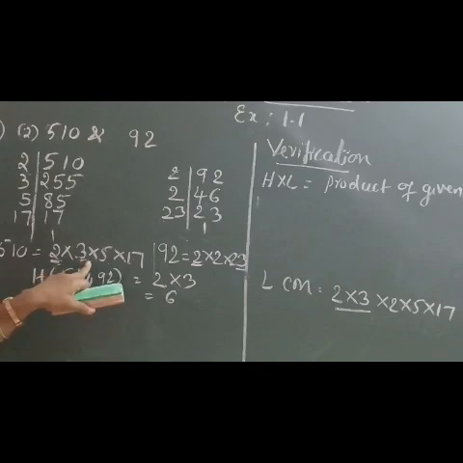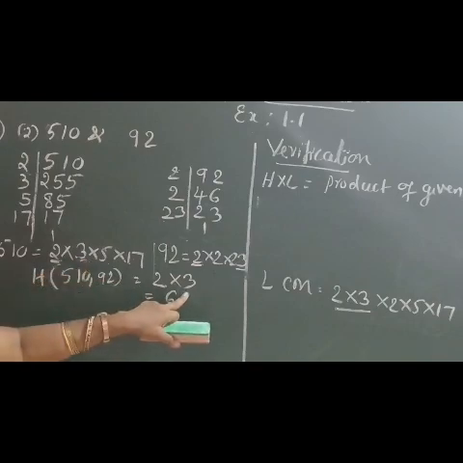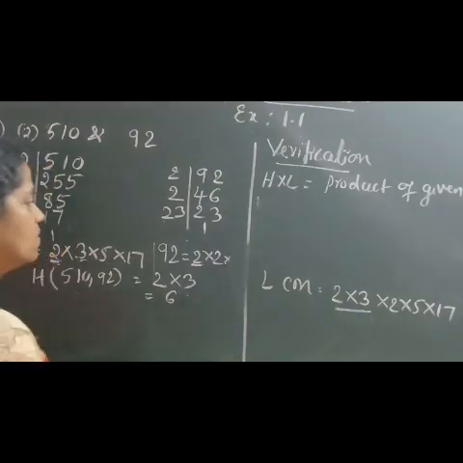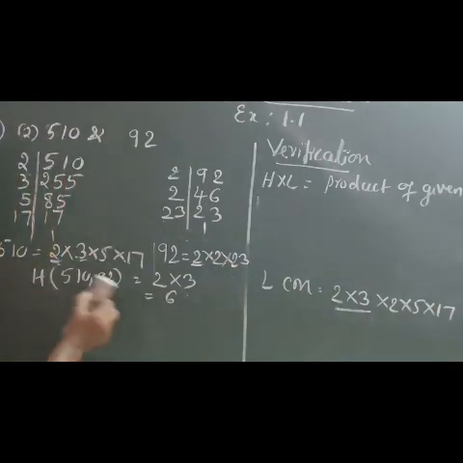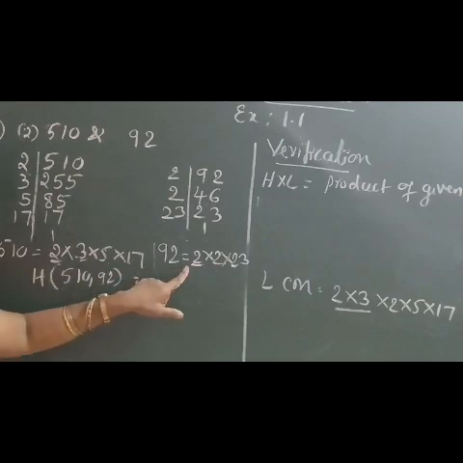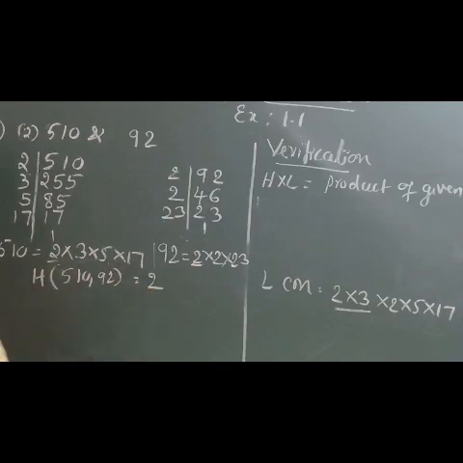2 and 3. No, sorry, here 2 is the only common factor. No, it is not 2 and 3, that is 23. So what is common here? Only 2 is the common factor. Yes. And the remaining numbers are 3, 5, 17.